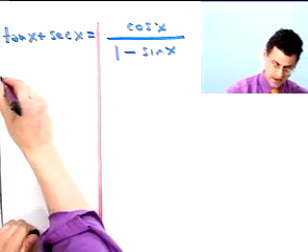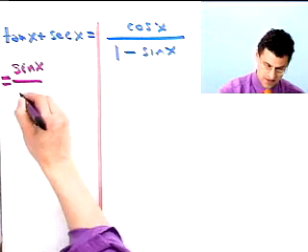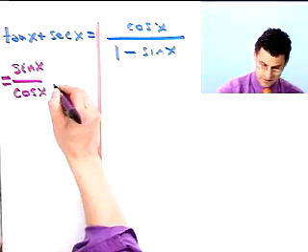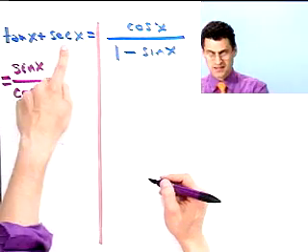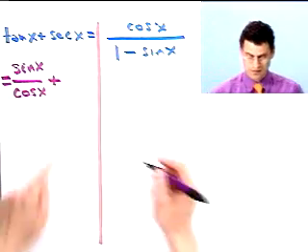Well, this equals, and again, all I do is convert to sines and cosines. It's so naive, but it works. So sine x over cosine x plus, and what's secant? Secant is 1 over cosine.